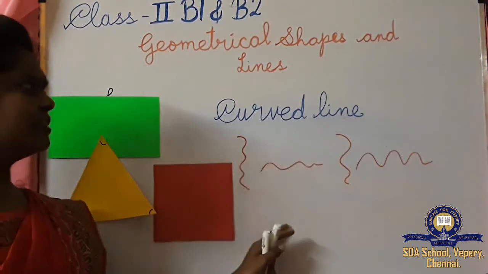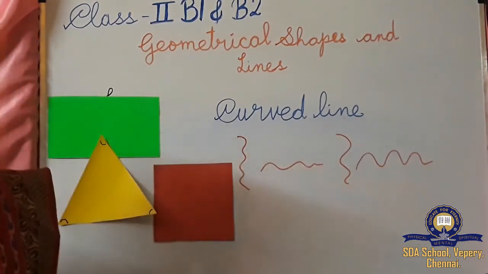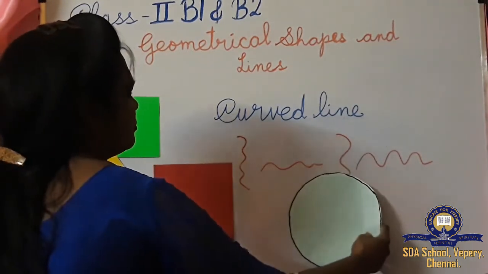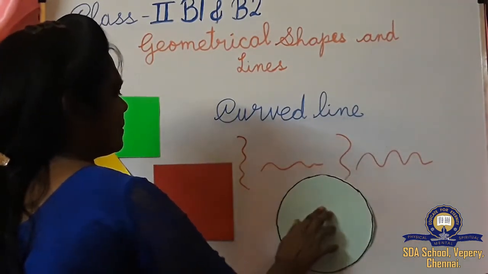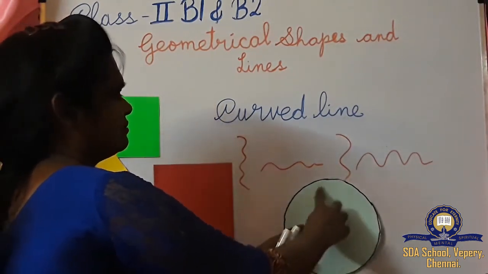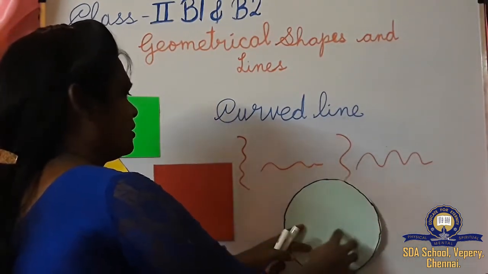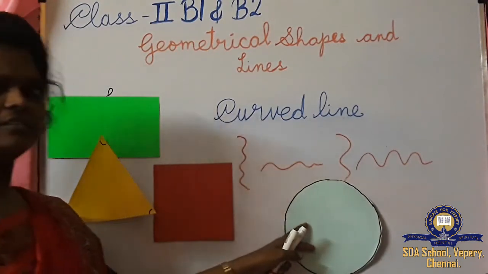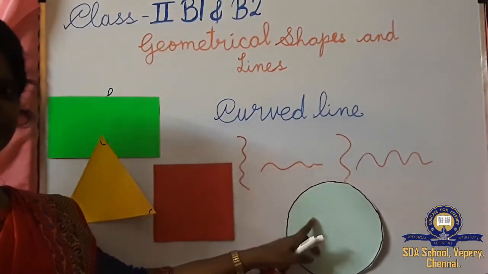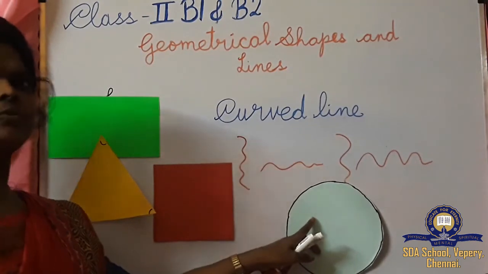But the curved line, what shapes can we draw with the curved line? What shape can we draw? Circle, the round or the oval, whatever we can draw. Can you understand, children? Yes, I think so.